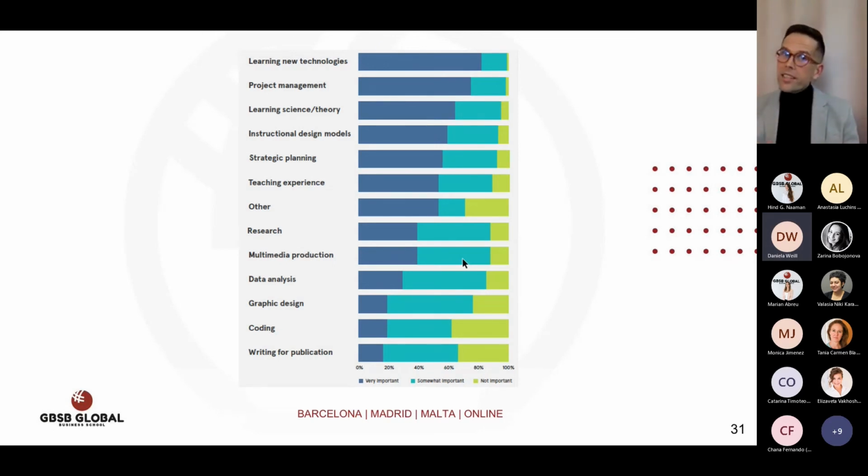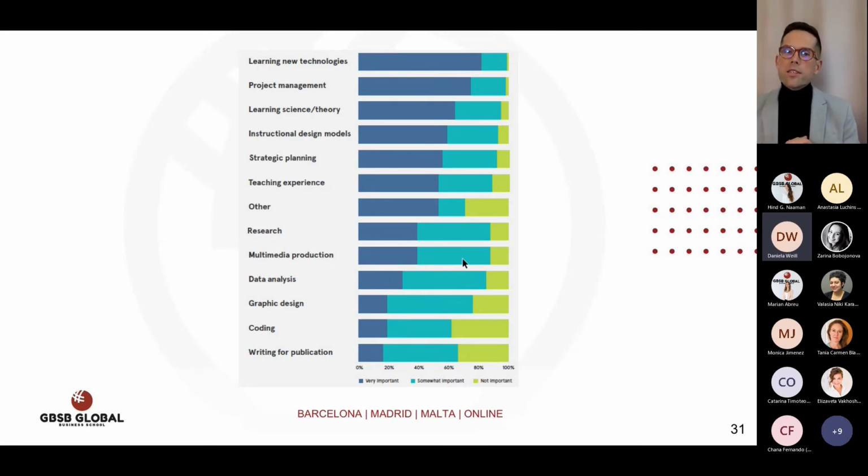So as you can see, learning and technologies, so skills, knowledge and competences related to learning and to different types of technologies. Then project management, because you will see a bit later, they might also be described as some sort of project managers. Then skills and competences related to learning science or learning theory, so different learning theories from the perspective of psychology or educational psychology, educational sciences, and so on.